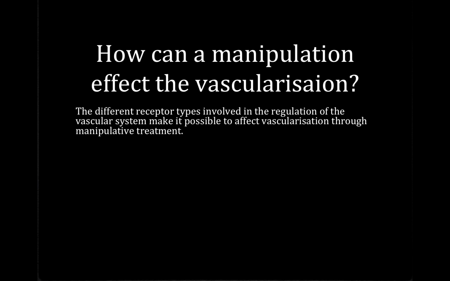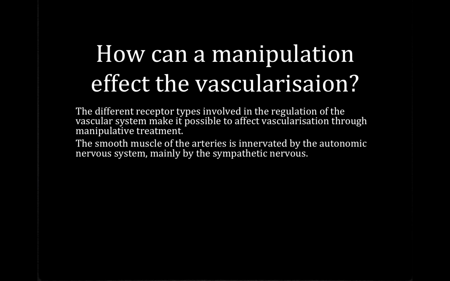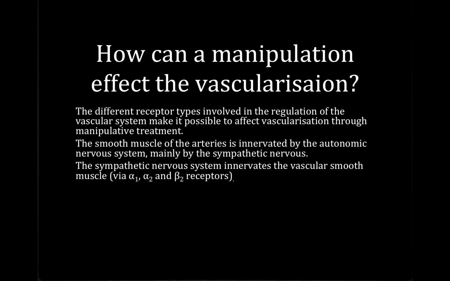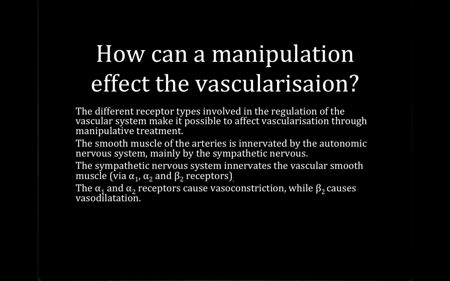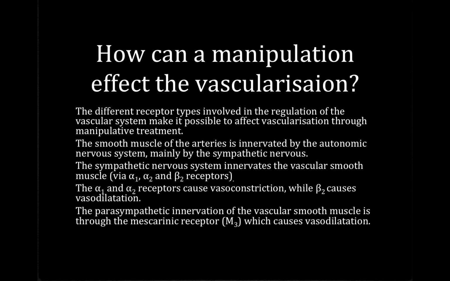It is because the different types of receptors involved in the regulation of the vascular system make it possible to affect the vascularization through manipulative treatment. The smooth muscles of the arteries are innervated by the autonomic nervous system, mainly the sympathetic nervous system. The sympathetic nervous system innervates the smooth muscles via the alpha 1, alpha 2, and beta 2 receptors. The alpha 1 and alpha 2 receptors cause vasoconstriction, while the beta 2 causes vasodilatation. Also, parasympathetic innervation of the smooth muscles is through the muscarinic receptors M3, which cause vasodilatation.